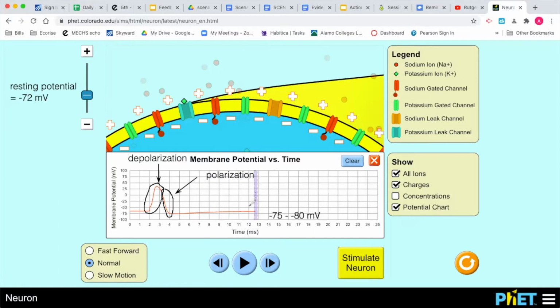Okay, so this section right here, where we could not press the button, we could not stimulate the neuron. This is known as the refractory period, which is a fancy way of saying the rest period. Nap time for your nerve cells.